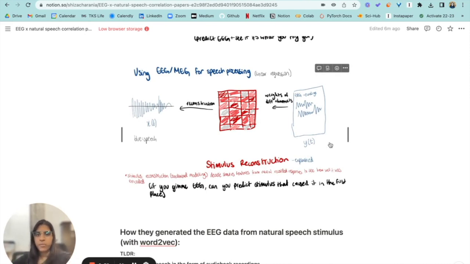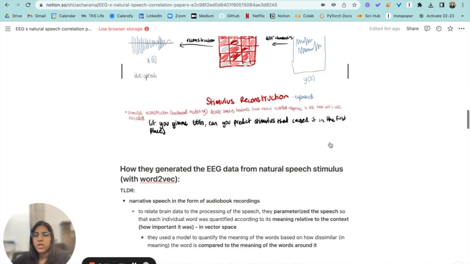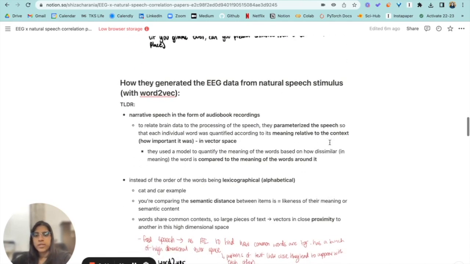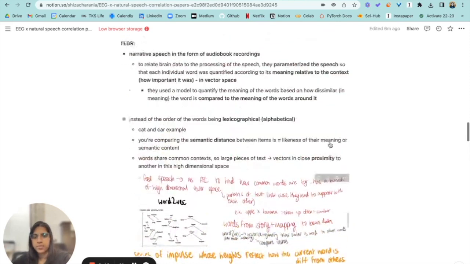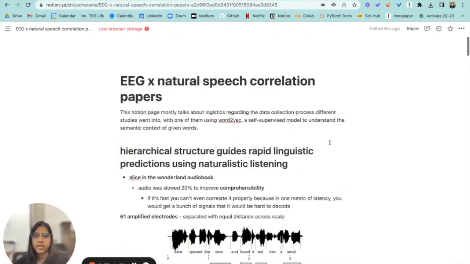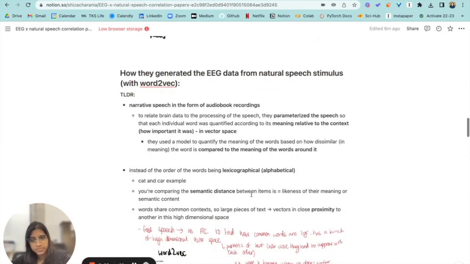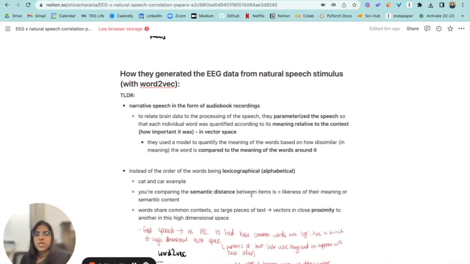So those are two approaches, but the one they used in the paper was a pretty modern approach using the self-supervised model of word2vec. At a very high level, and I have a bunch of things I can explain to go deeper into this, which I'll do, you have narrative speech in the form of an audiobook recording. For this one, there was an audiobook. For the paper I talked about in the beginning, they were using Alice in Wonderland, that audiobook. So you have this narrative speech, and you're relating the data to the processing of the speech.